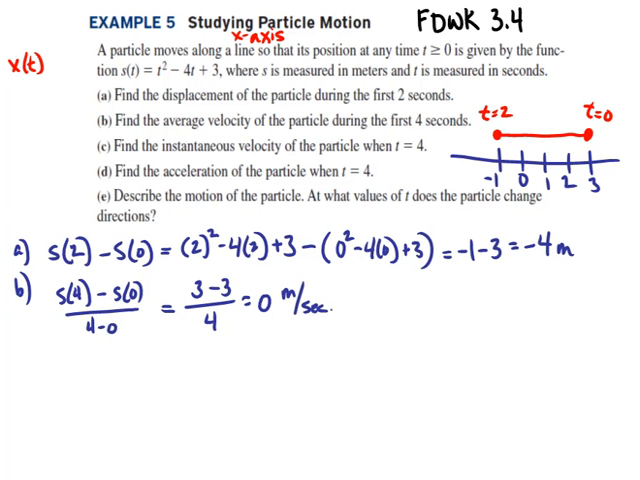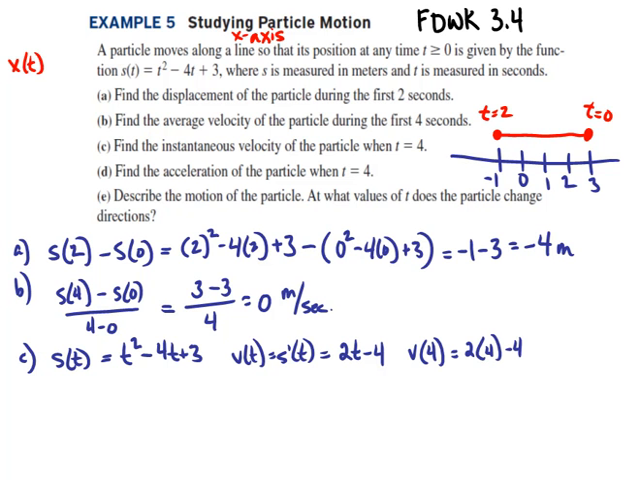Alright, to find the instantaneous velocity of the particle when t is equal to 4. Well, if the position is t squared minus 4t plus 3, then the velocity is s prime of t, which is 2t minus 4. And so v of 4 would be 2 times 4 minus 4, which would be 4. And so the instantaneous velocity of the particle when t equals 4 will be 4 meters per second.